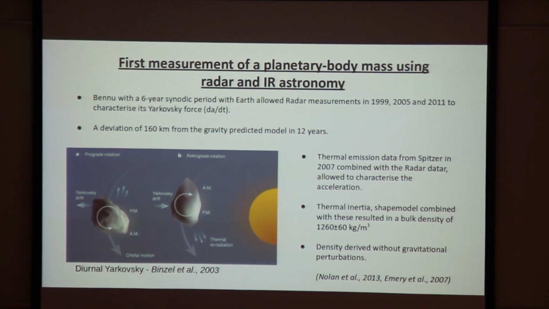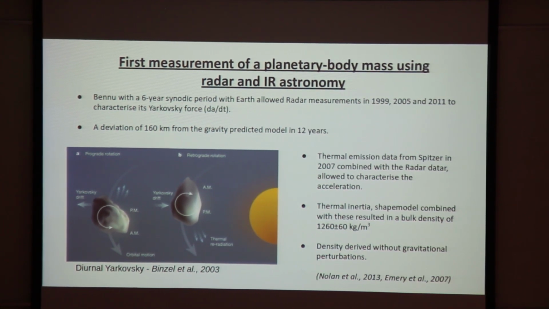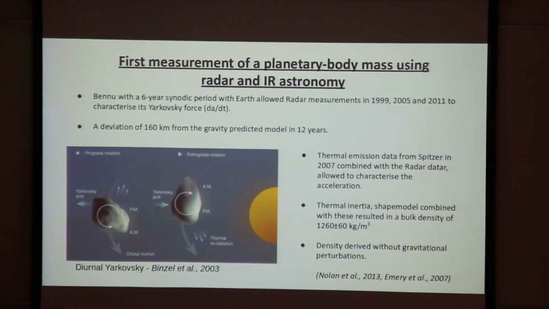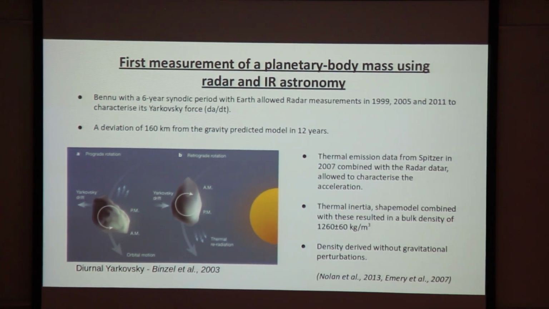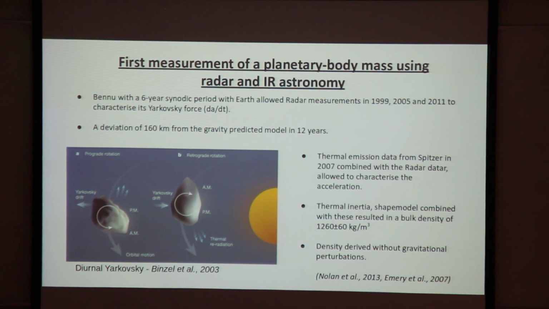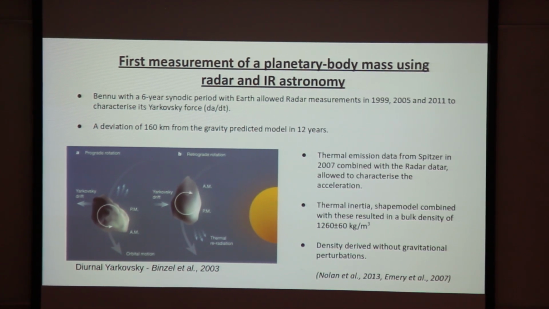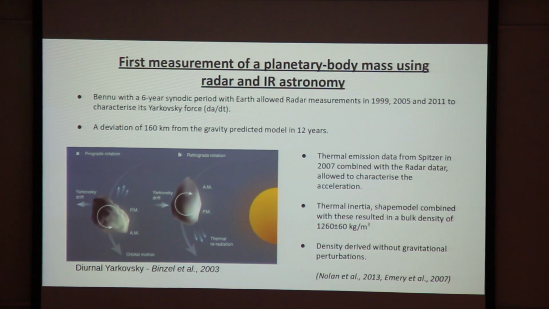In the case of Bennu, you need good observations, so you have to have several observations. Since Bennu has a six-year synodic period with the Earth, every 6 years you get a chance to observe Bennu. The first discovery of Bennu was in 1999, and then 2005, 2011. From these three periods, the observations led to the finding of the Yarkovsky effect, so we could measure the rate of change of the semi-major axis. And then we could find a deviation of about 106 kilometers from the orbit that would be projected computationally. We compared with the 2011 data.